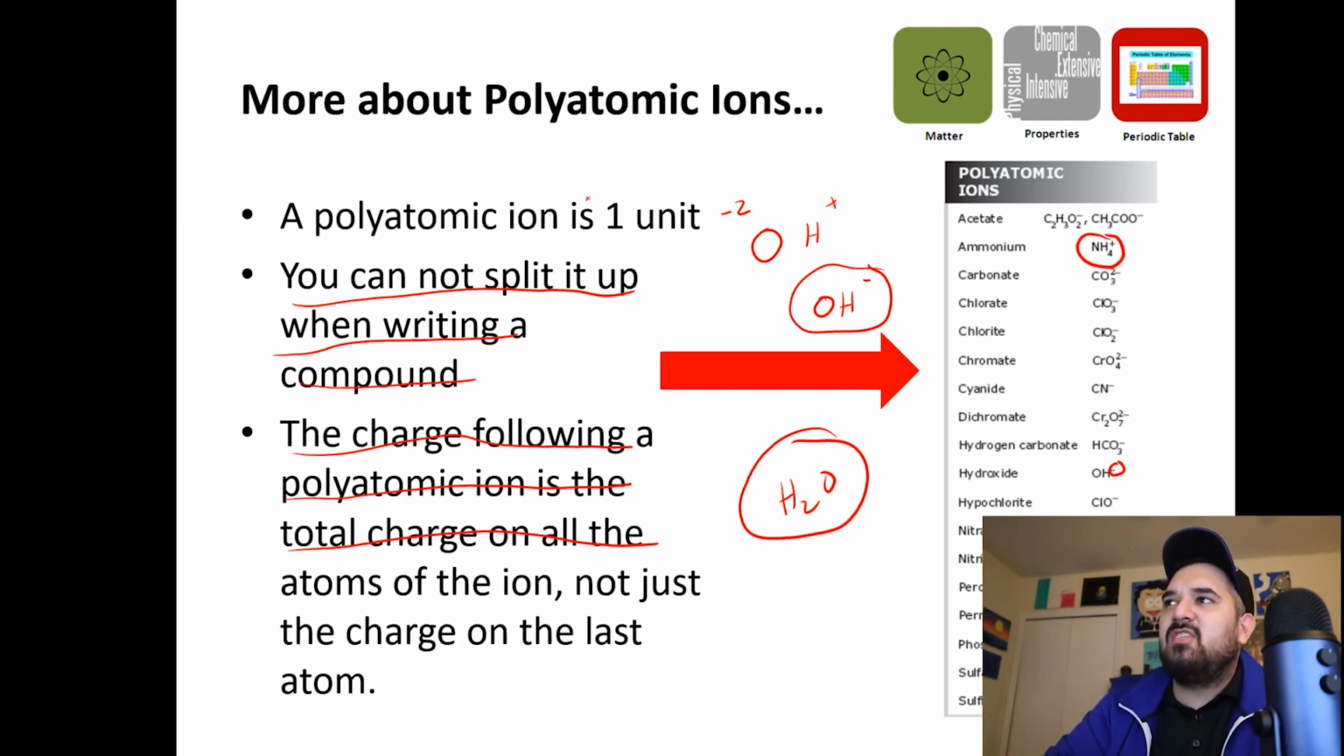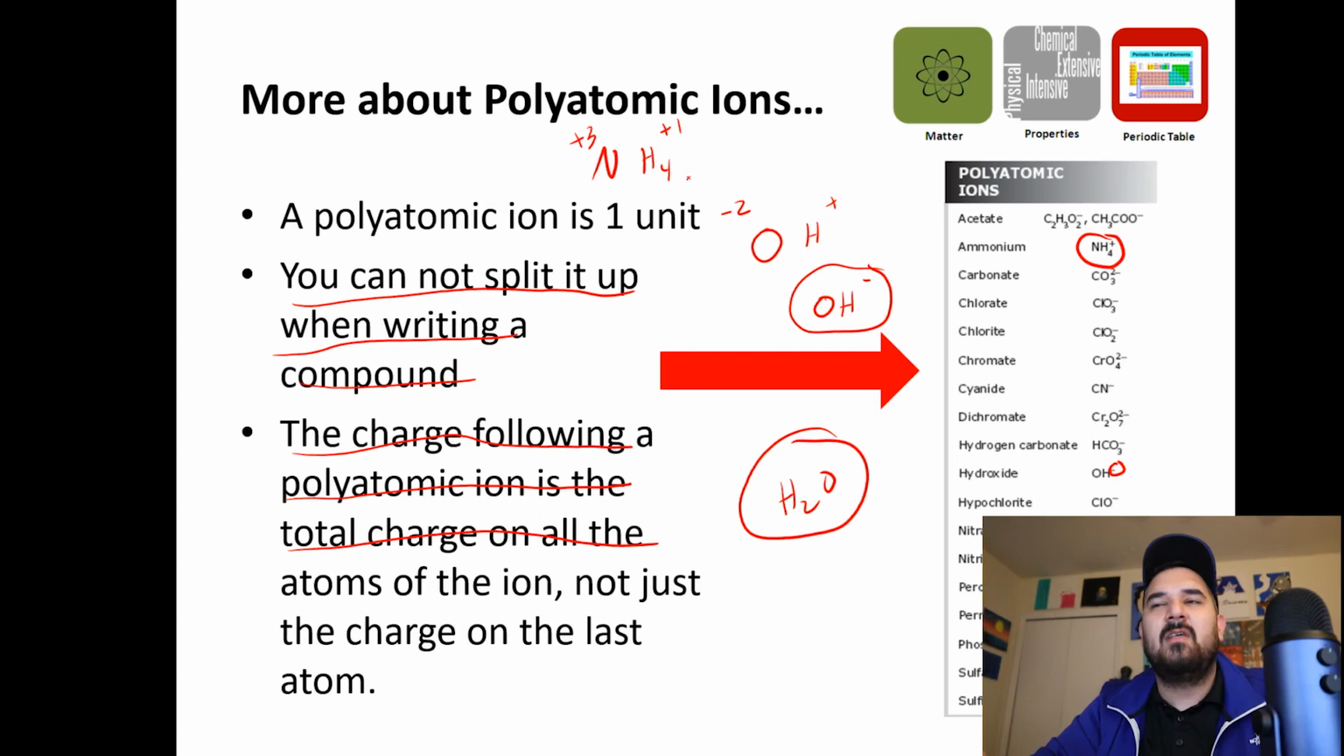In this case, NH4+. So N has -3, and then H has +1. But instead of 3 hydrogens, you have 4. So you have 1 extra hydrogen, and that extra hydrogen is where that +1 comes from.